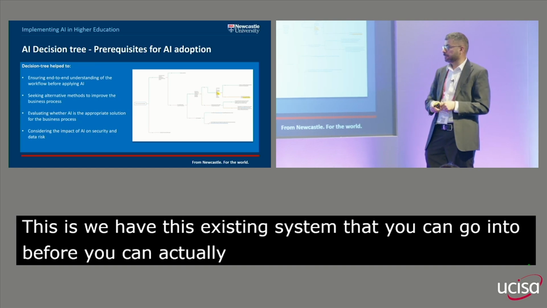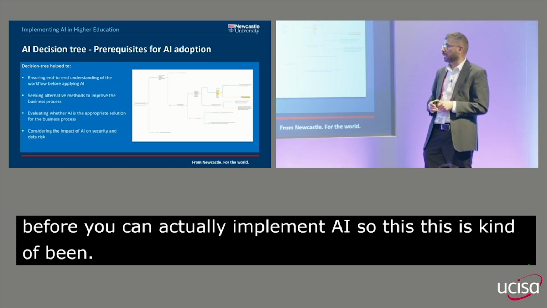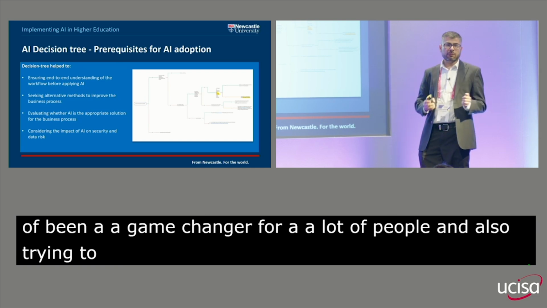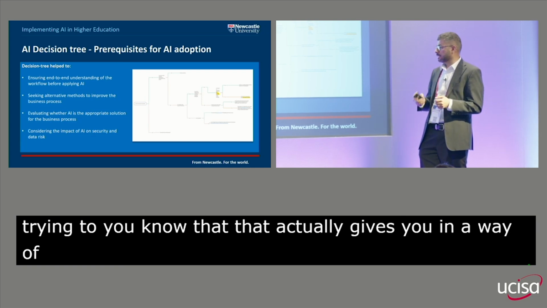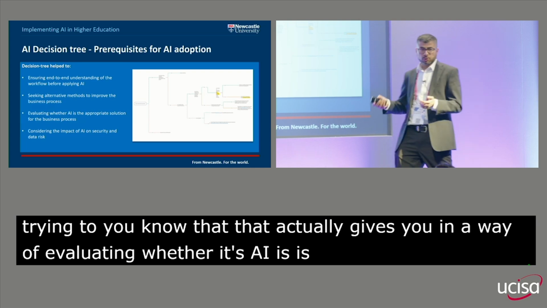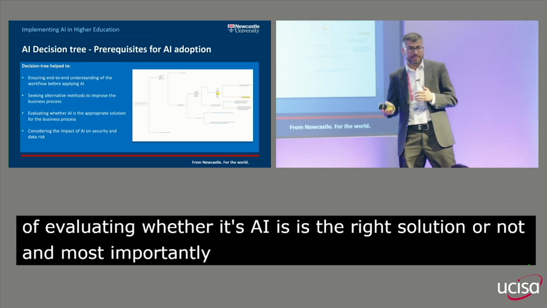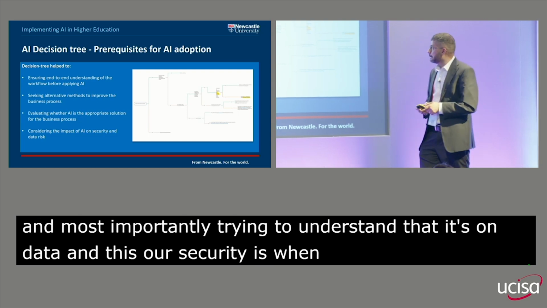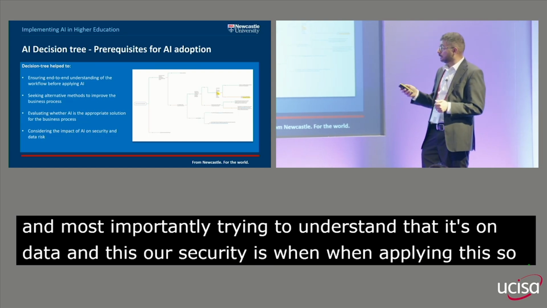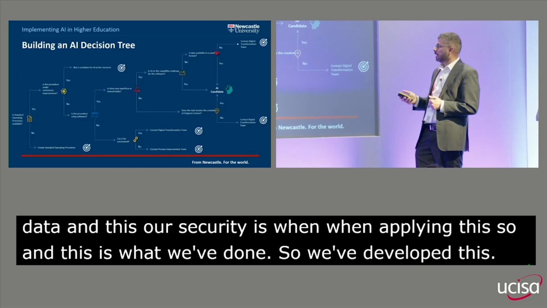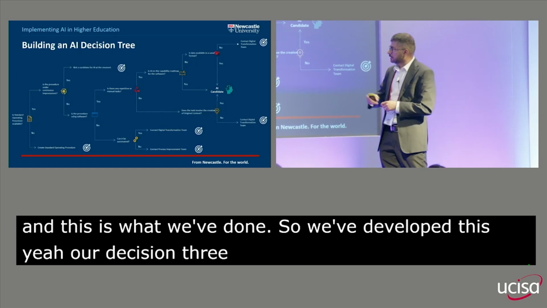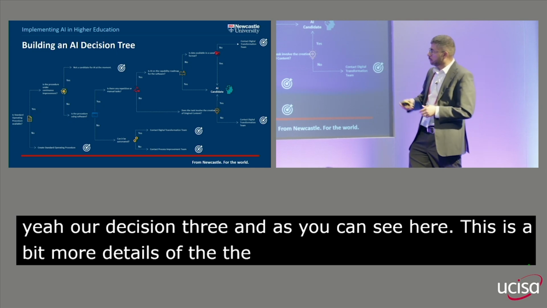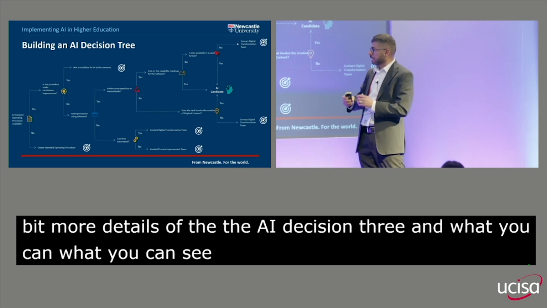So this has been a game changer for a lot of people. It also gives you a way of evaluating whether AI is the right solution or not, and most importantly, understanding the risk on data and our security risk when applying this. So this is what we've done. We've developed this AI decision tree, and as you can see here, this is a bit more detail of the AI decision tree.